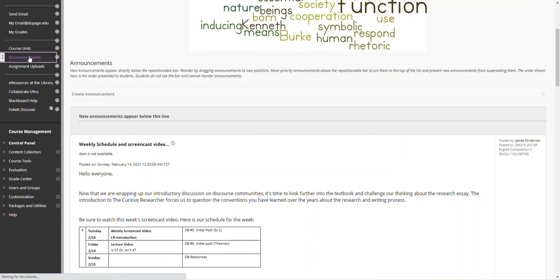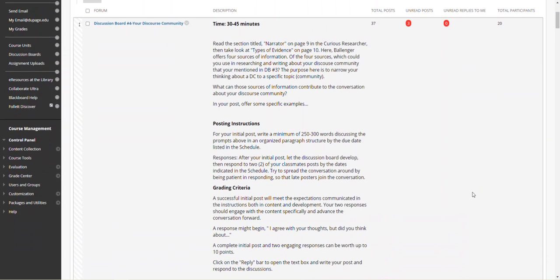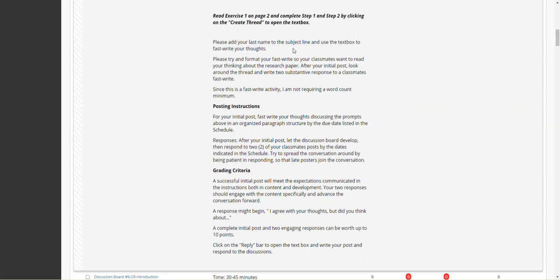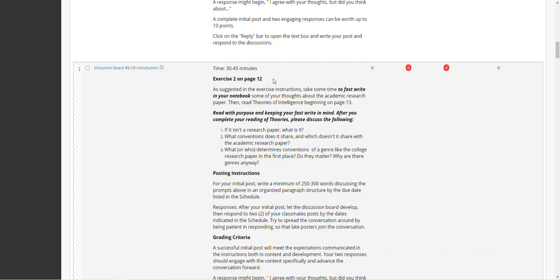So just to take a look at the discussion boards, mighty fine activity going on for discussion board number 4. Discussion board number 5 is read exercise 1 on page 2, complete steps 1 and 2. Okay, follow along the instructions here carefully. And then moving on to discussion board number 6, it's exercise 2 on page 12. There is where I think you have to read Theories of Intelligence, Ballinger's essay, beginning on page 13, and take a look at the instructions here.